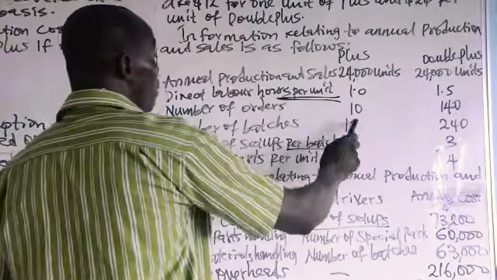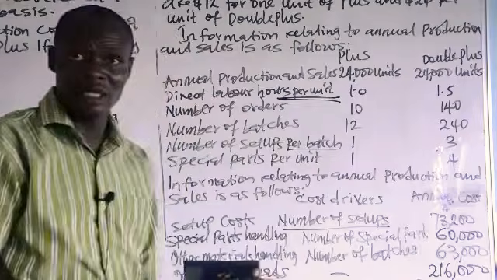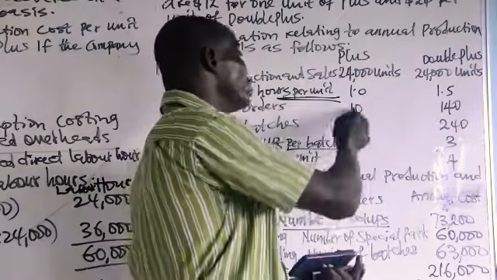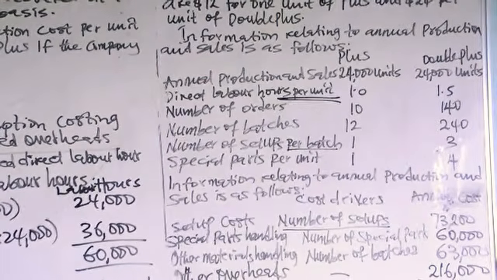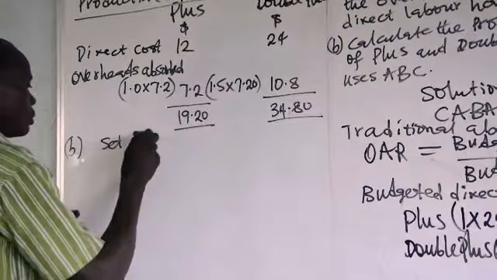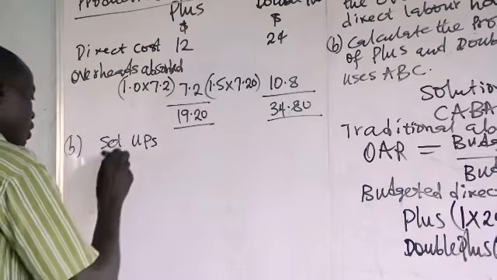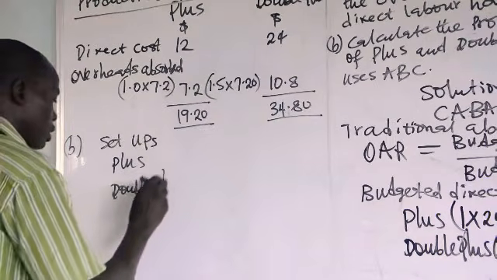Then you are given the number of batches. If it is number of setups, you will have added it directly and used it. But since it is per batch, then you will need to multiply by the number of batches. Now, setup. So we have for plus and we have for double plus.